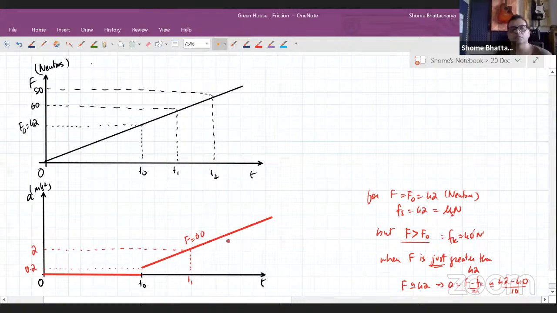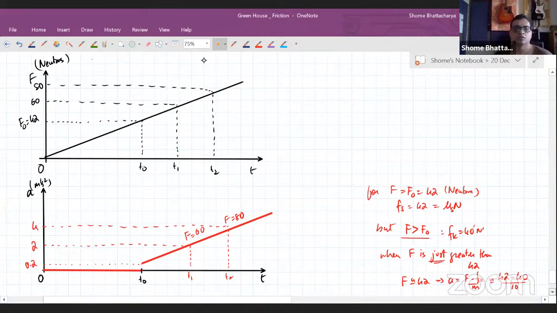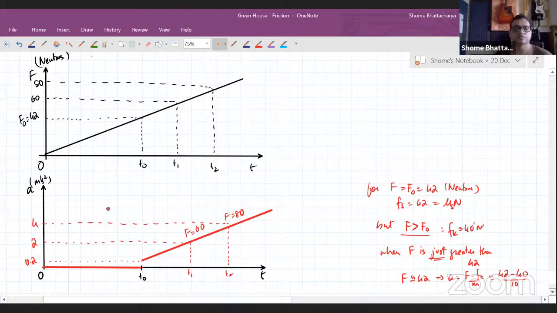By the time you reach the time T2, when the external force has become 80 newtons, the acceleration would have increased to 4 meters per second square. Okay, so this is the correlation of these two graphs.